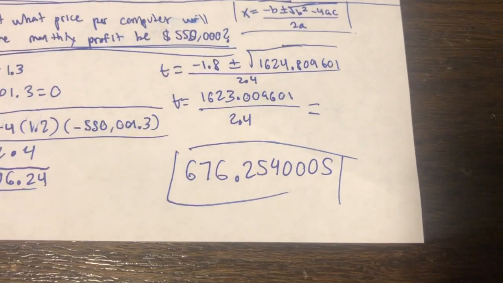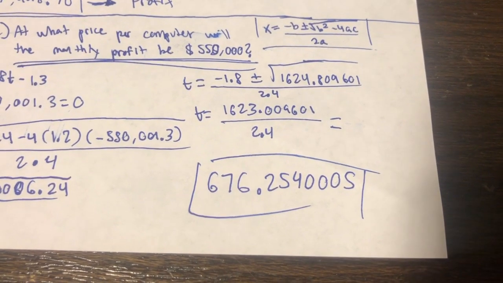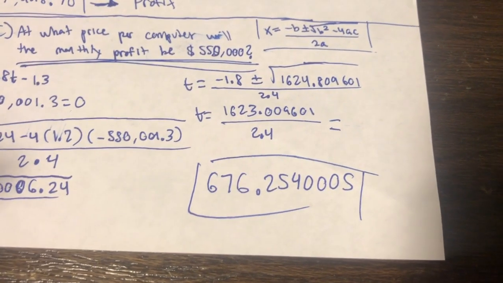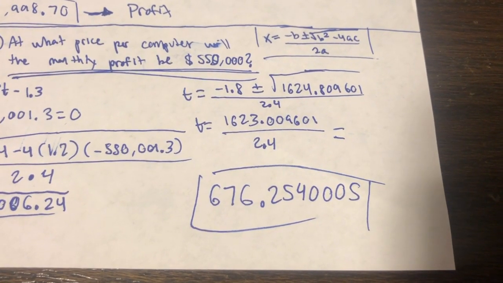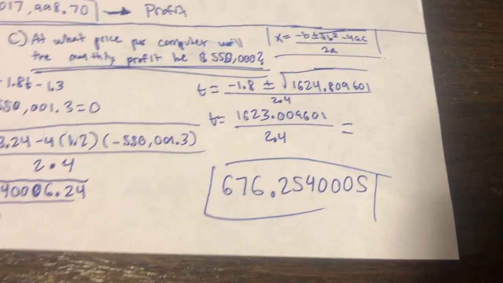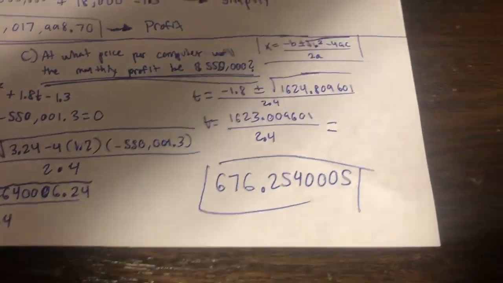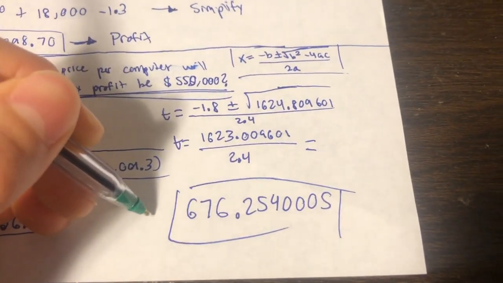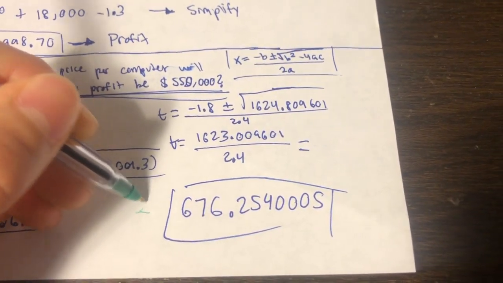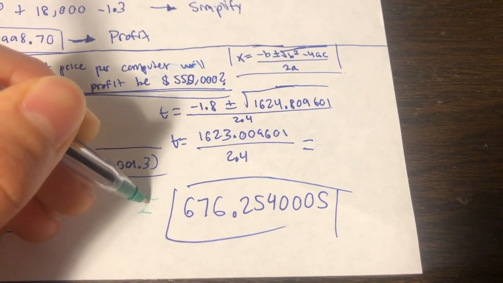676.2540005. But since we're looking at what price per computer will give the monthly profit, it has to be a positive number, or else it would just be non-existent. But since we are actually doing the quadratic formula, you also need to realize that this can be a negative. So you get both negative and positive results. And this is what you get.